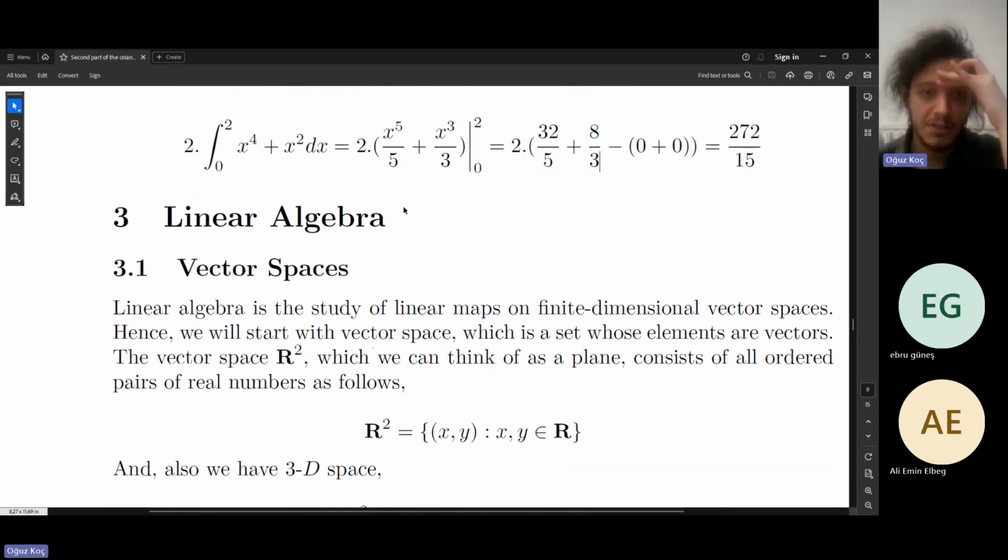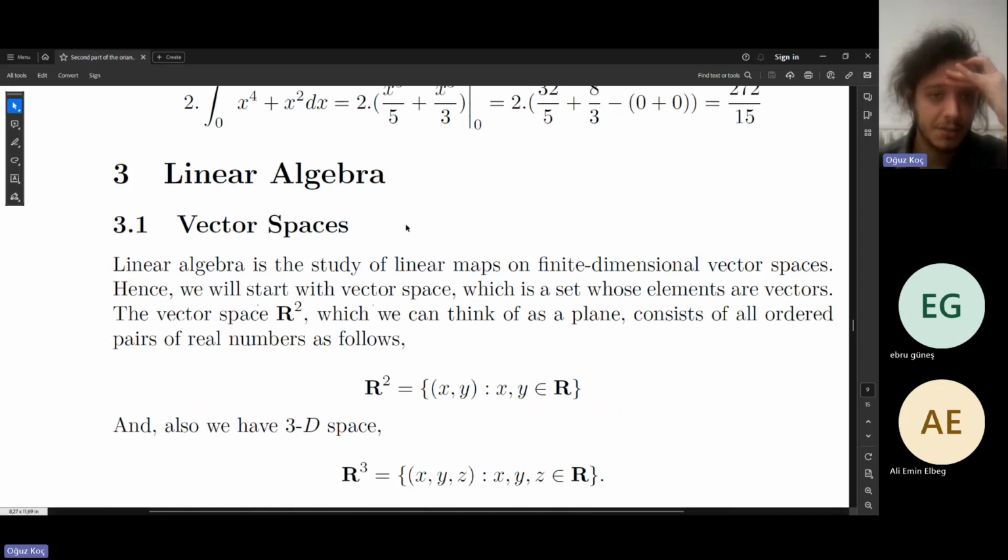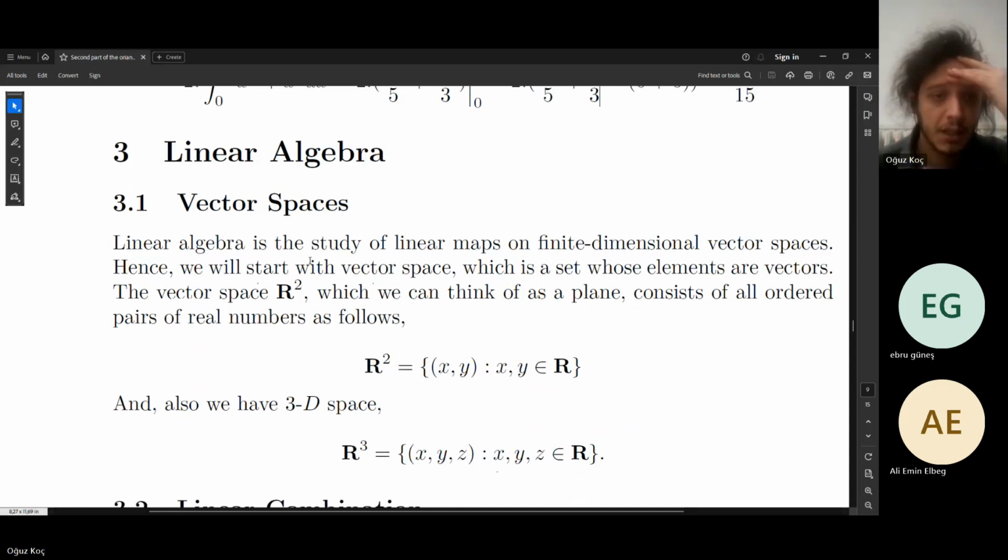This is the end of the integrals and derivatives, and then we pass to linear algebra. First, we need to talk about vector spaces, and then I will pass to matrices.